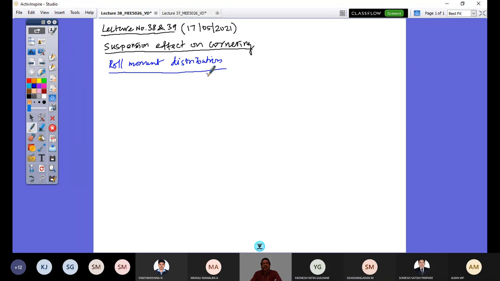So this roll moment distribution is very important. As we were looking at, the lateral force developed in a wheel depends on the vertical load. So let us look at the variation of Fy developed in an axle, which is going to be a function of Fz. If you look at that, it would vary in this way, in a non-linear way.